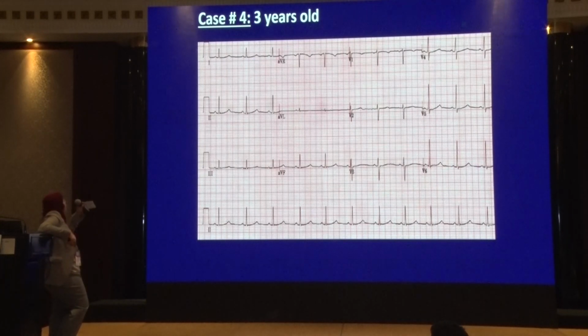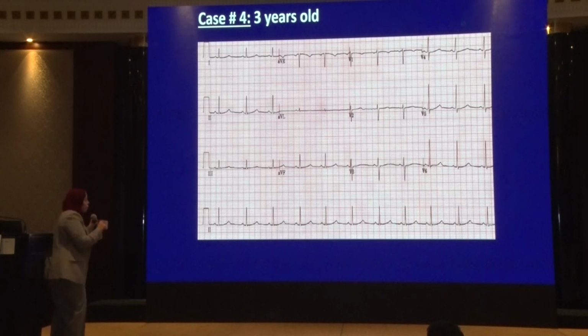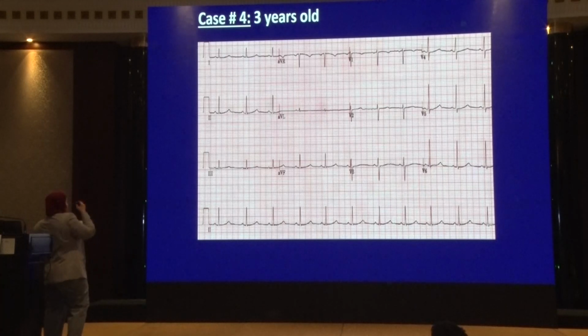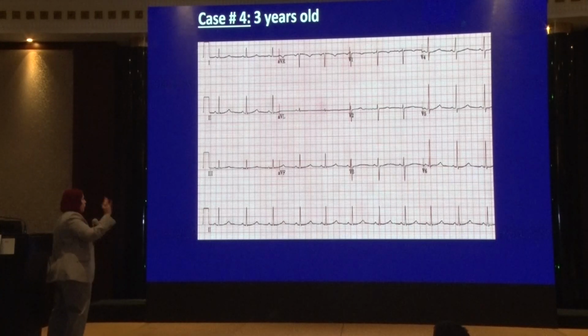Normal: positive in 1 and 2, and AVF, negative in AVR. Then we will go for the P waves in lead 2. It's normal, it's not short and it's not long. Then I will look for the Q in lead 3. Do we find any Qs? We don't find any Qs.